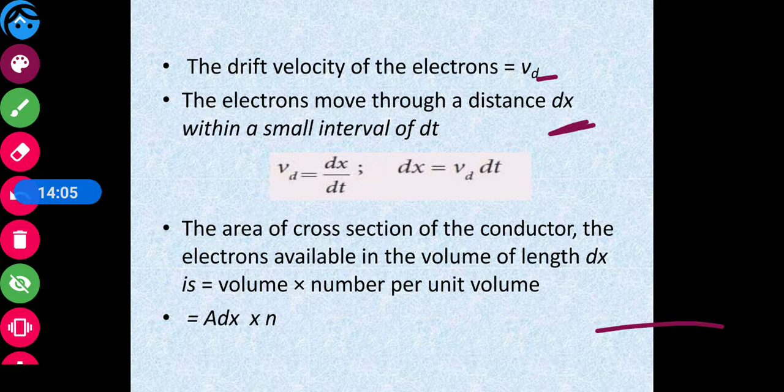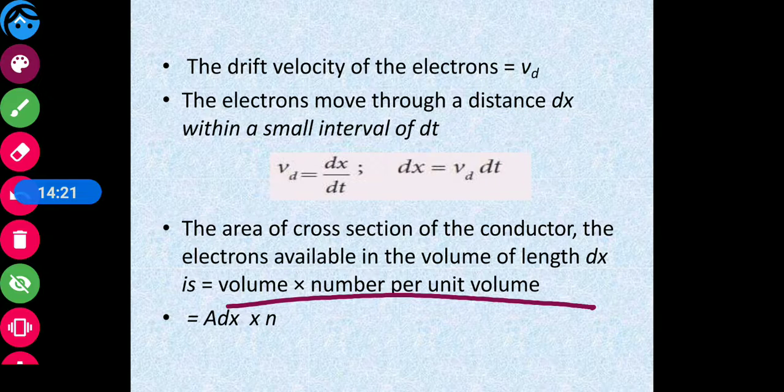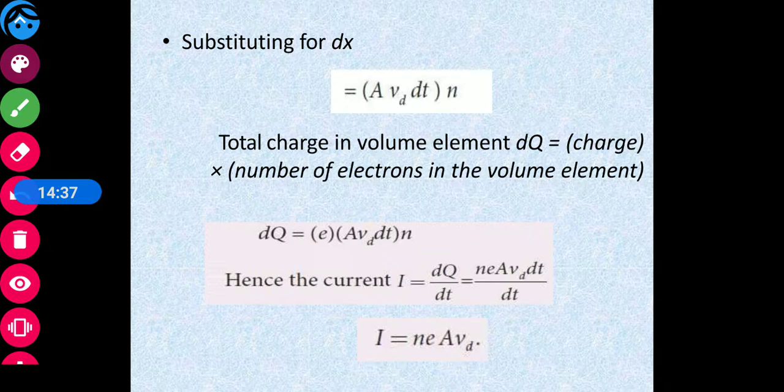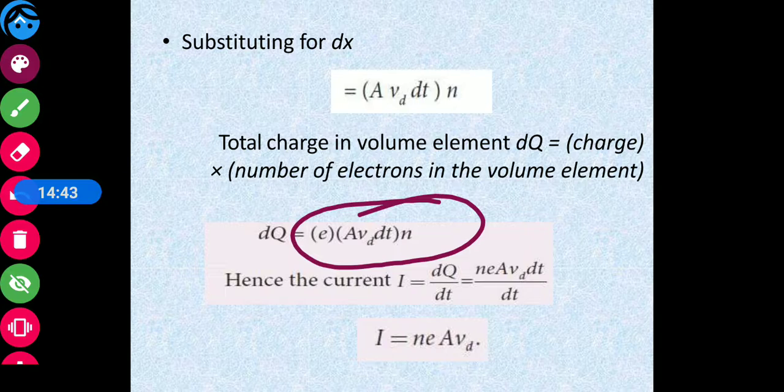The electron moves through a small distance dx, then Vd is equal to dx upon dt, so dx is equal to Vd dt. For an area of cross section A, the total volume is A dx, and the number per unit volume is n. So the total number of electrons in this volume is A dx n. As the charge on one electron is e, the total charge is e A Vd dt n.